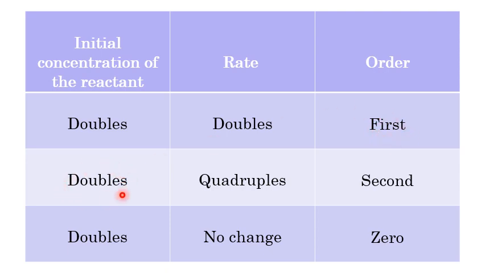And if the initial concentration of the reactant doubles and the rate quadruples, we know that it is a second order reaction with respect to that reactant. And when the initial concentration of the reactant doubles and there is no change in rate, we call that a zero order reaction with respect to that reactant. So let us explain this one with an example. This is what we have to remember in order to predict the order with respect to a reactant.